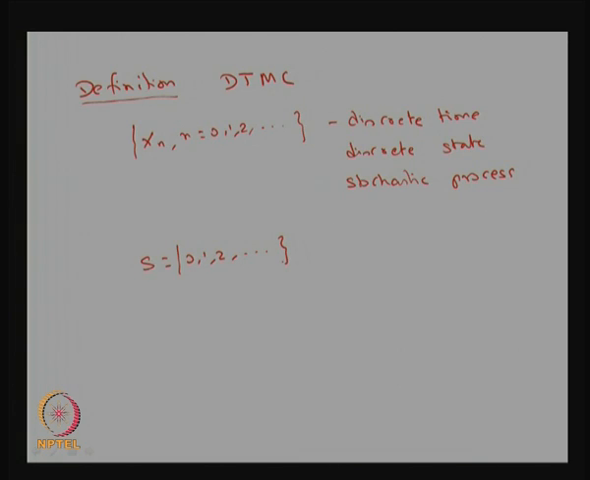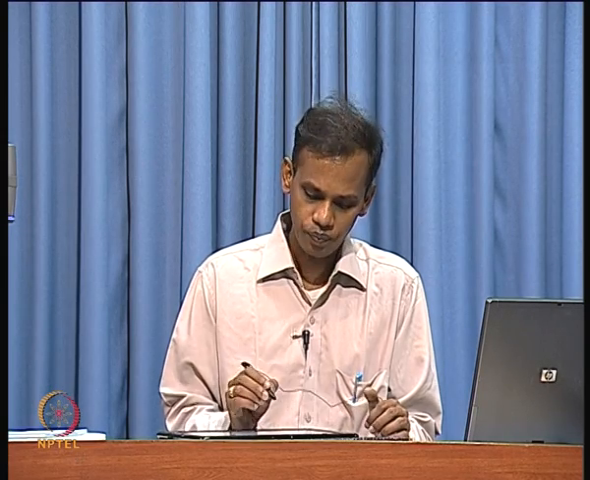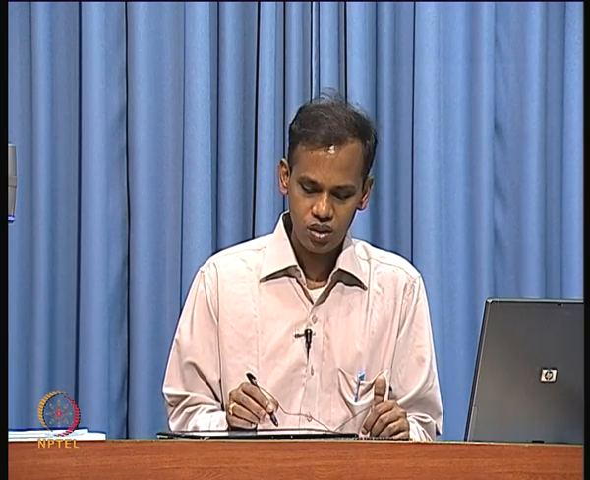Unless otherwise mentioned, you can always assume that the state space S consists of the elements 0, 1, 2 and so on. Even if it takes other values also, you can always make a one-to-one correspondence and make the state space S equal to 0, 1, 2 and so on.